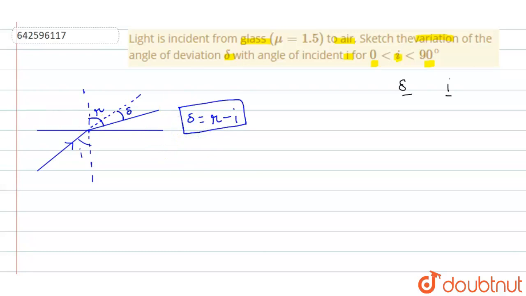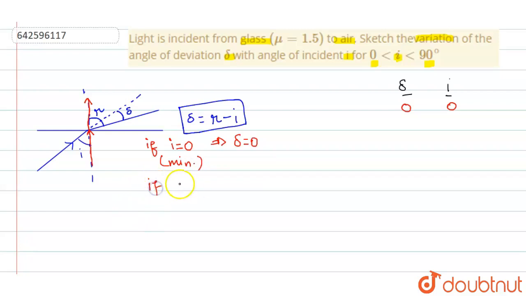Now if the angle of incidence is equal to 0, that is the light is passing through the normal and it goes straight, so delta is equal to 0, right? So for I equal to 0, delta is equal to 0, and this is the case when the angle of incidence is minimum. Now taking the case when the angle of incidence is maximum.